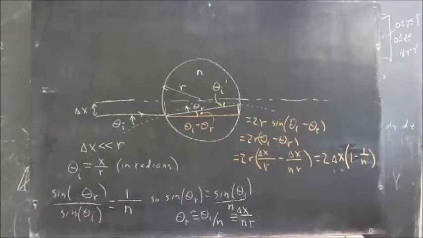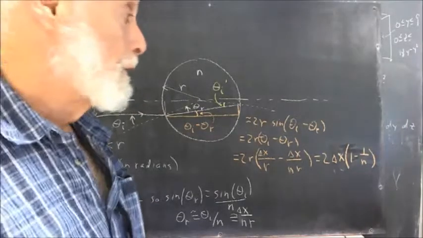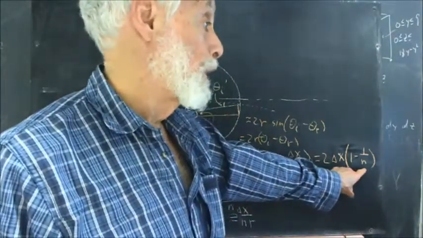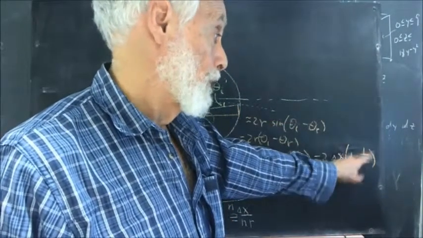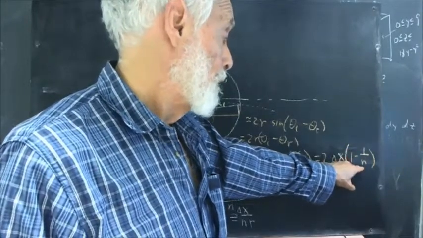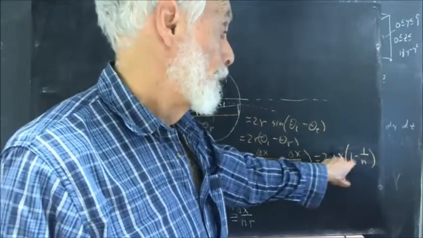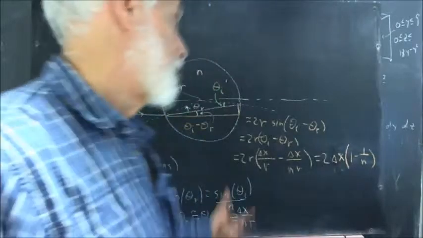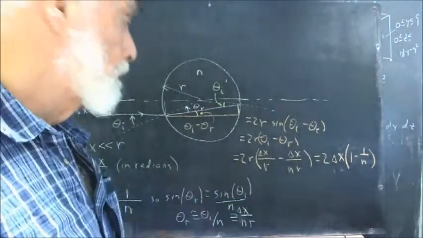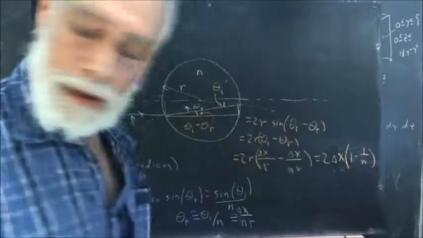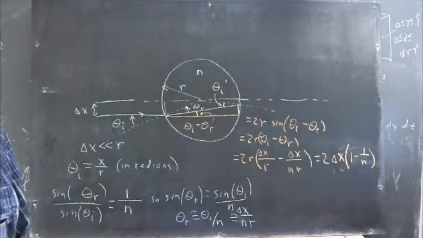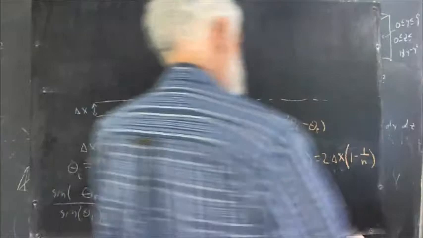So for water, n is about 1.33, which is about 1 1/3, meaning this is 1 divided by 1 1/3, 1 divided by 4/3, which would be 3/4. 1 minus 3/4 is 1/4, 0.25, and 2 delta x times 1/4 is going to be 1/2 delta x.